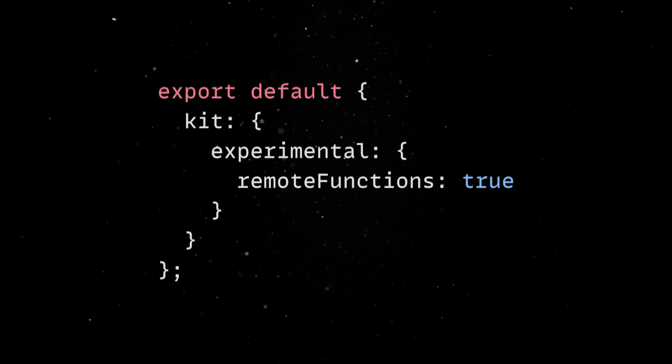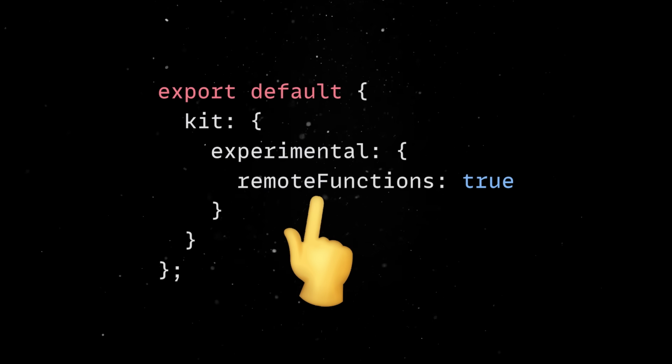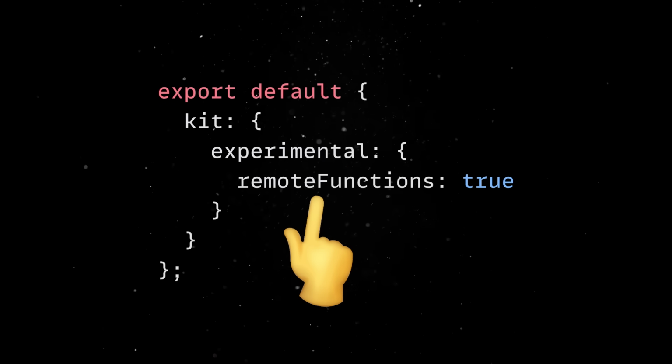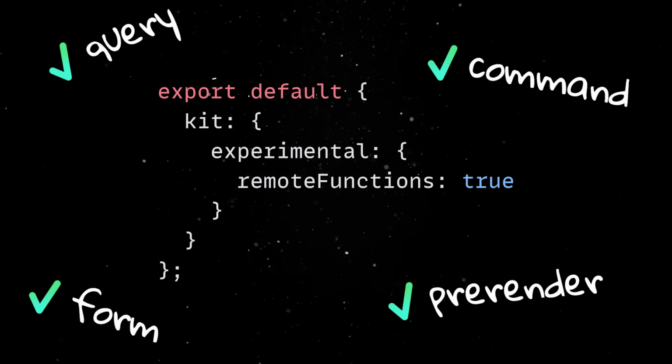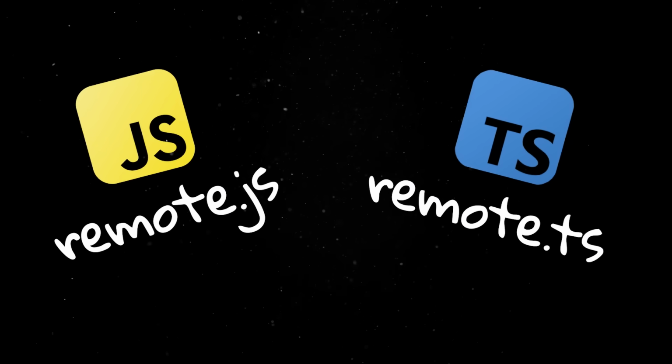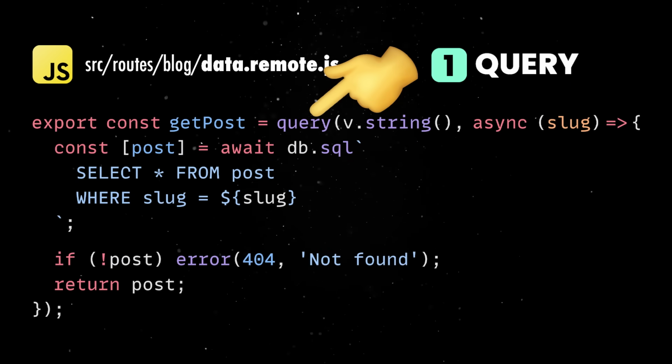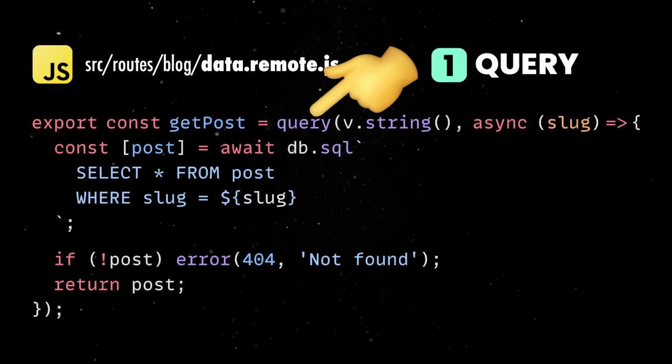The first thing you need to do is to opt into remote functions inside your Svelte config file. Then, you automatically get access to four different types of remote functions. Note that these functions are exported from remote.js or remote.ts files. The query function offers the most convenience since you can use it to grab data from the server.